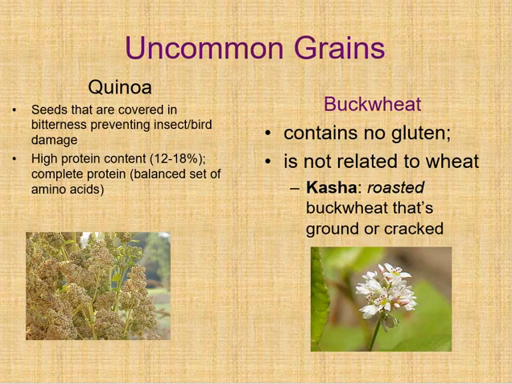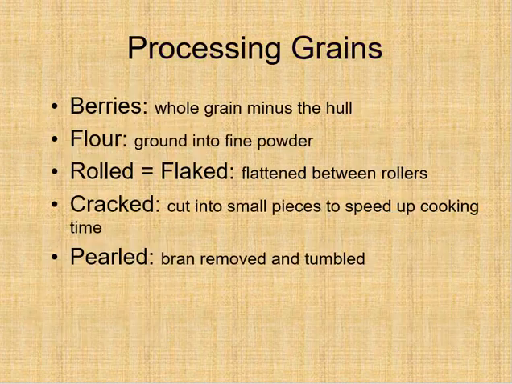Some uncommon grains, quinoa. These are seeds that are covered in a bitterness, which helps prevent insects and birds from eating it. Quinoa is high protein, and it has a balanced set of amino acids. While buckwheat has no gluten, and it is not related to wheat. If you've ever seen any kasha in the cereal section, kasha is roasted buckwheat that's been ground or cracked.